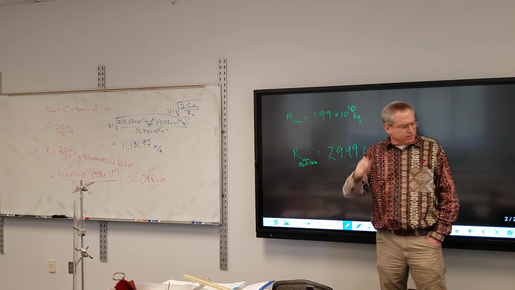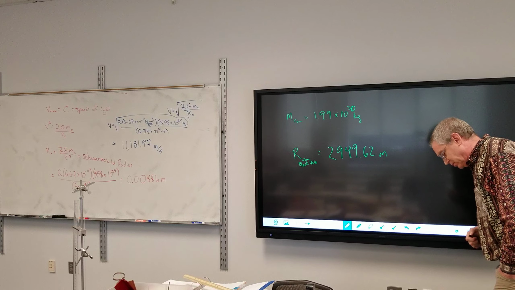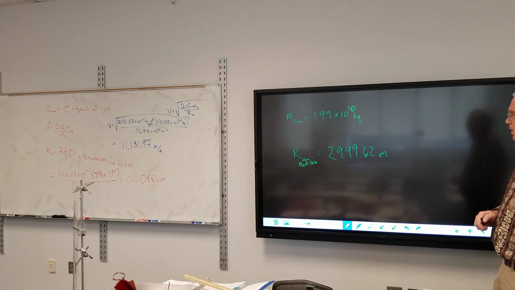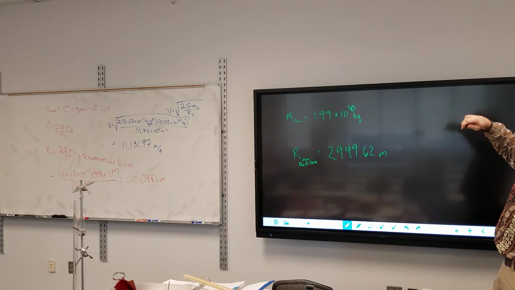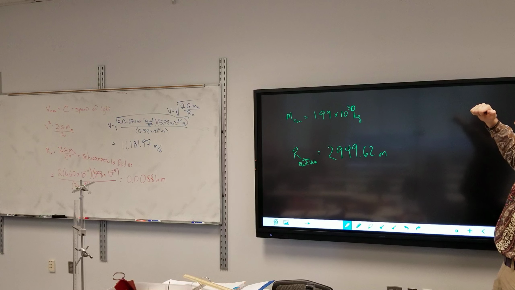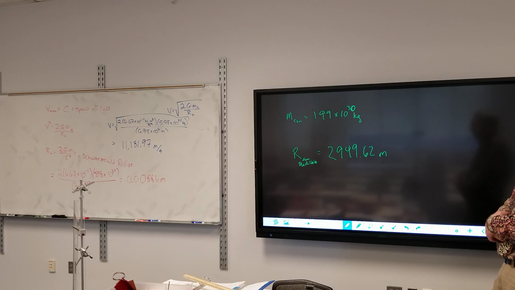So the radius would be a little under 3 kilometers. What's that, Peters Creek to Haynes Mall Boulevard? Is that about 3 kilometers? Ish, I think so. So if the sun shrank down to that sort of radius, it would be a black hole.